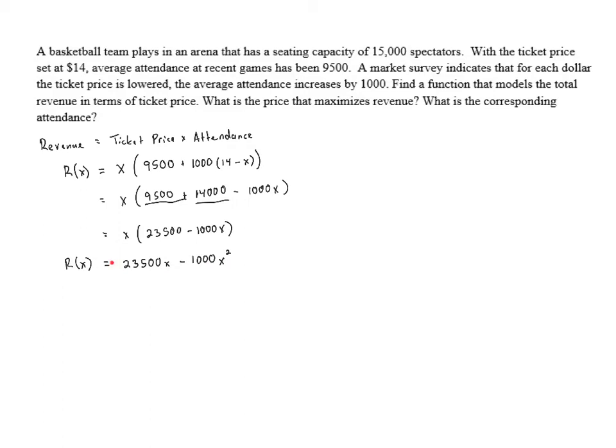So this is a quadratic function, and the coefficient on the x squared term is negative. So that means that we're going to have a parabola opening downwards for our function. And so what we need to do is figure out what the vertex is, because that will end up giving us the maximum revenue. So the first thing I'm going to do is rewrite this in standard form, because it's going to be easier for us to deal with that way.